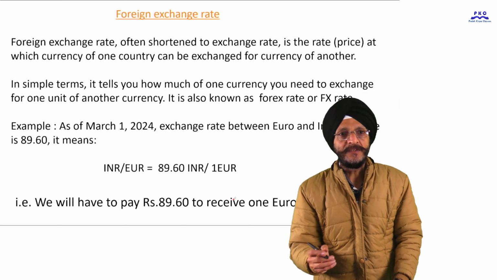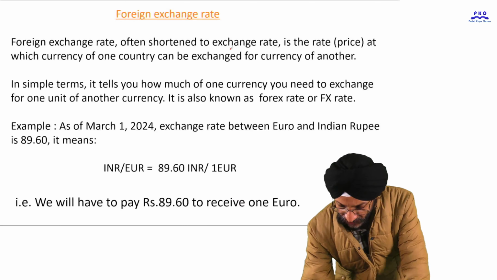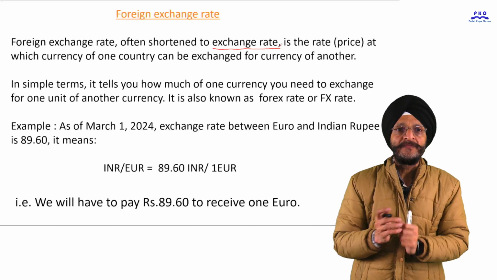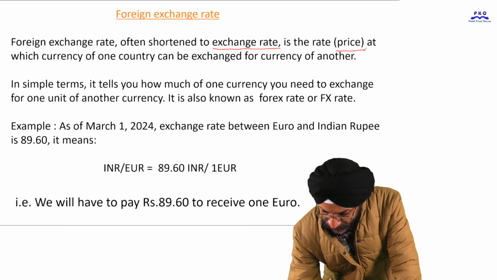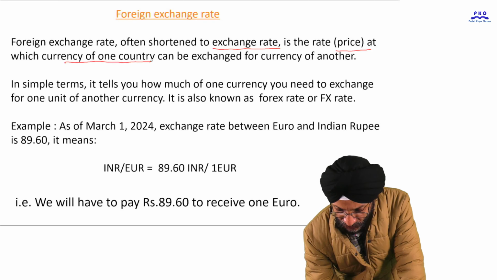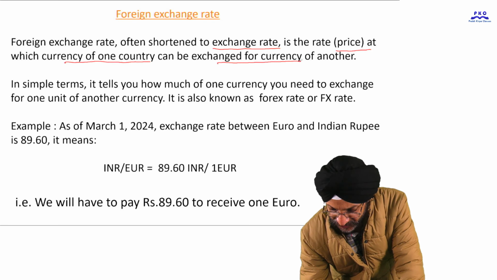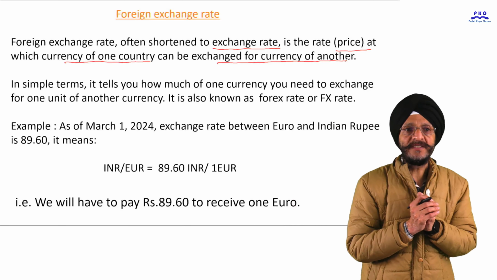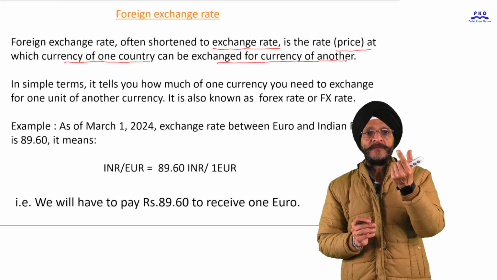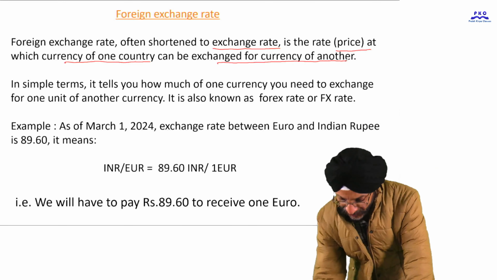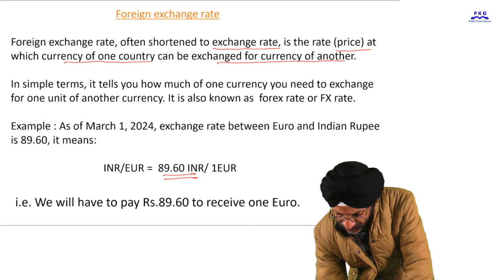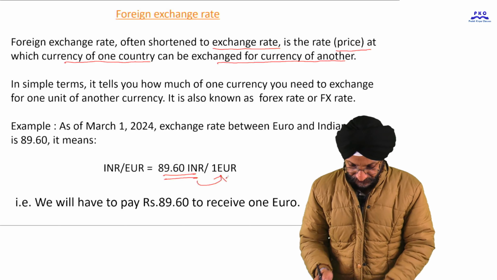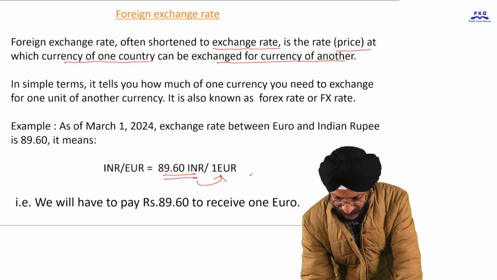Now, this is the definition. Foreign exchange rate is also shortly known as simply exchange rate. It is the rate or price at which the currency of one country can be exchanged for the currency of another. In simple terms, how much of one currency we need to pay to purchase one unit of another currency. This is known as the forex rate.